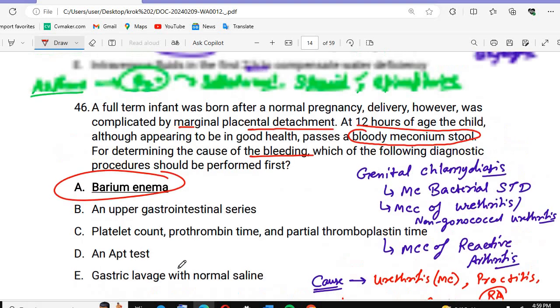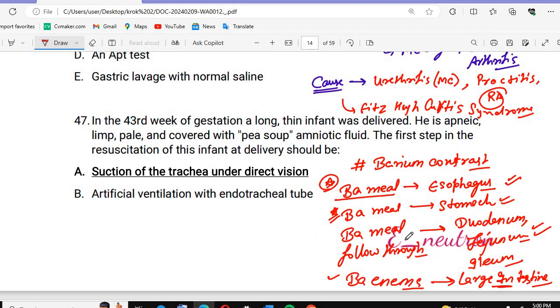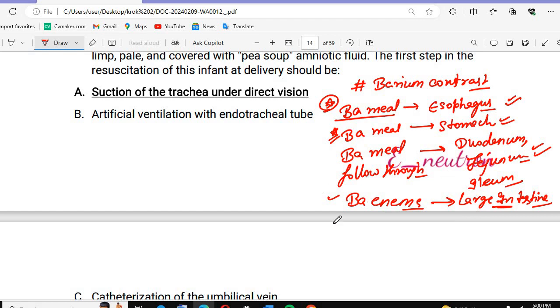Okay, so here you can see there is a normal pregnancy, marginal placenta, 12 hours of age, the child although appearing to be in good health passes bloody meconium stool. So if he is passing blood in the meconium stools, for determining the cause of the bleeding, we will do the barium enema. We put the contrast from the anus, and that's how we are able to determine the cause of the bleeding, because if you're getting blood in the stools, there is a possibility that there is a problem with the large intestines. That's why we put the barium enema.